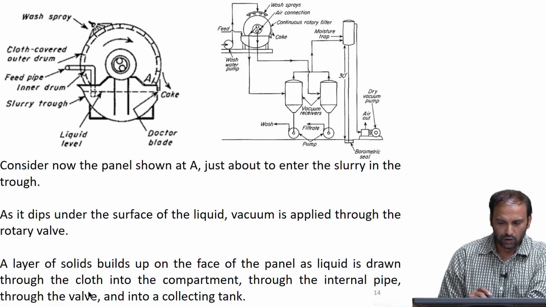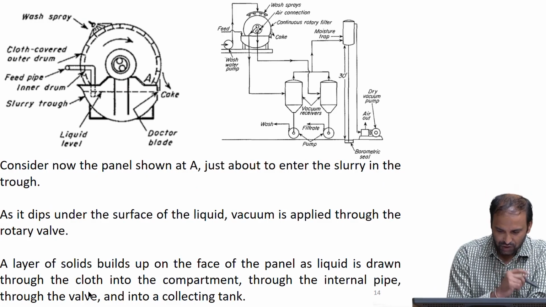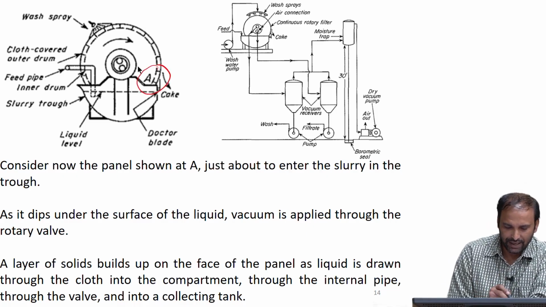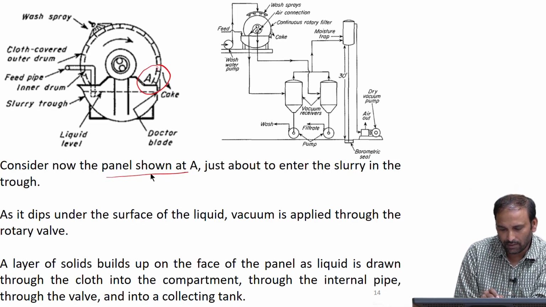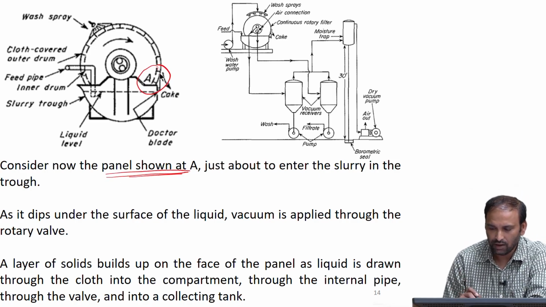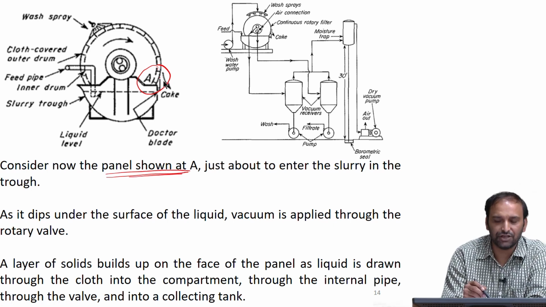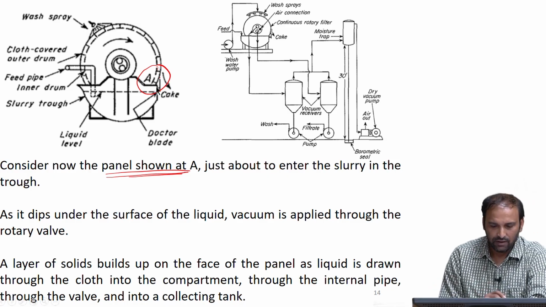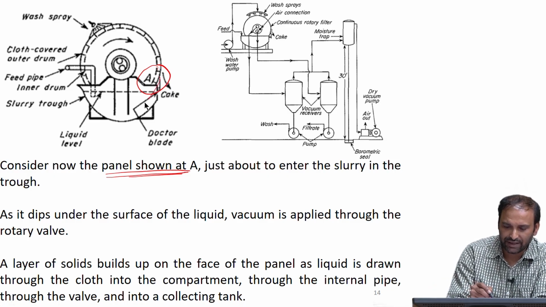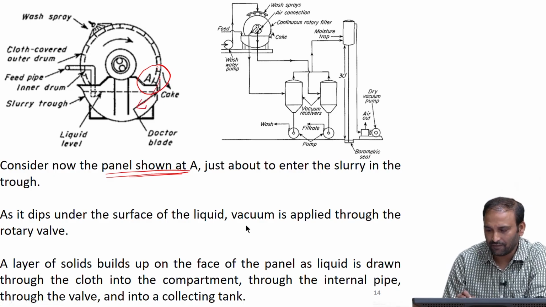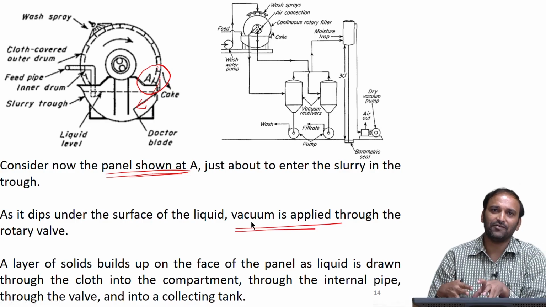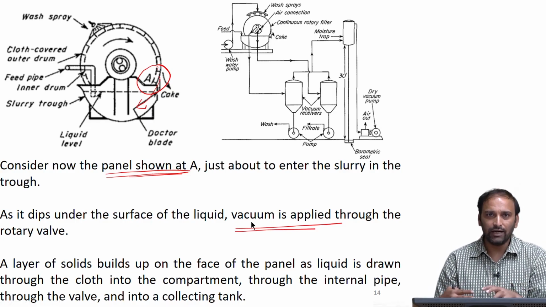Now, I am going to start by looking at region A, the panel A that is shown here, and this particular region is about to enter the slurry that is present in the trough. As soon as this region enters the slurry, a vacuum is applied through the rotary valve. So, you have the capability of applying vacuum whenever we want, and also of releasing the vacuum whenever we do not want it.